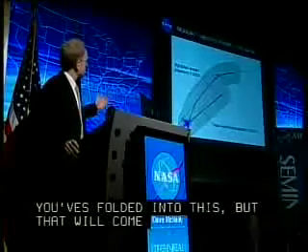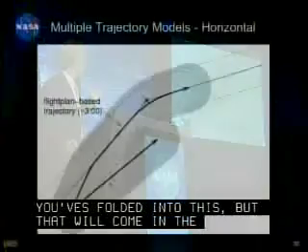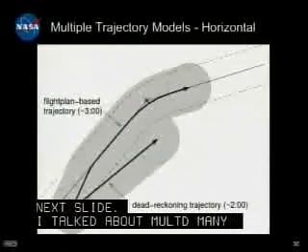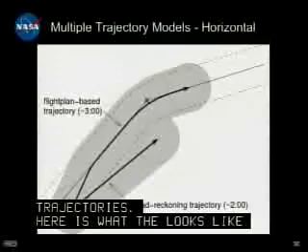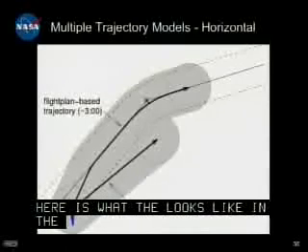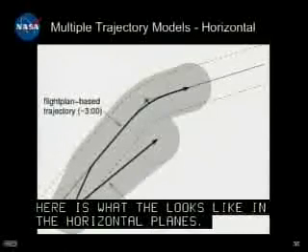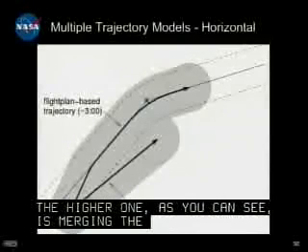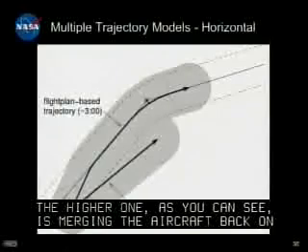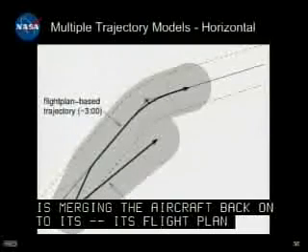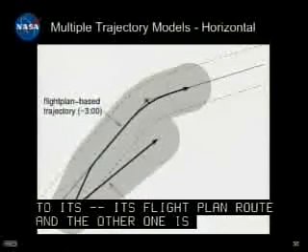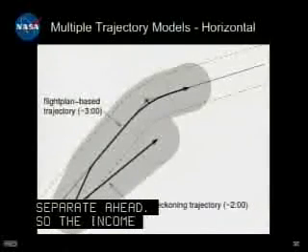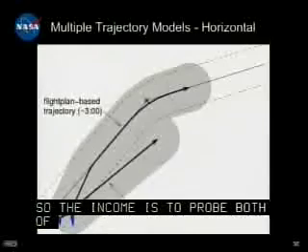Okay, so I talked about multiple trajectories. Here's what it looks like in the horizontal plane. The 2 heavy dark lines are the short-term trajectories for the aircraft. The higher one, as you can see, is merging the aircraft back onto its flight plan route, and the other one is projecting straight ahead. So the idea is we want to be probing both of these trajectories for potential conflict against all other aircraft and their dual trajectories. Next slide.